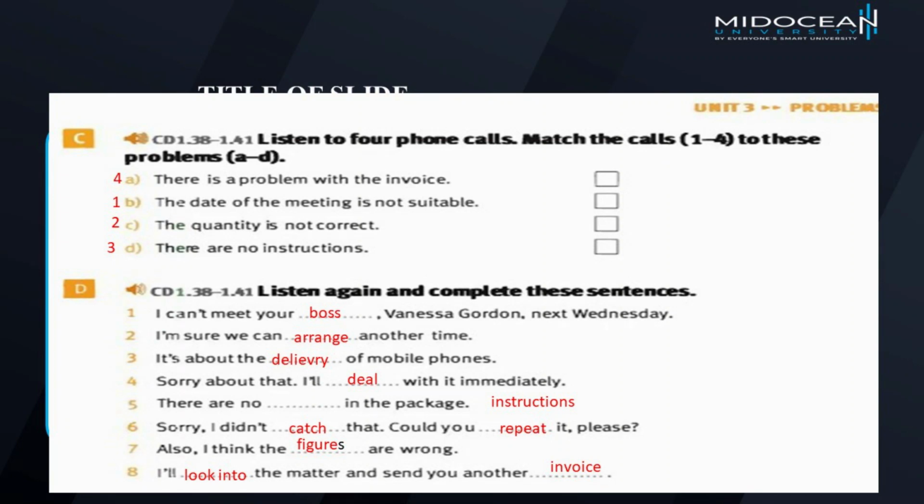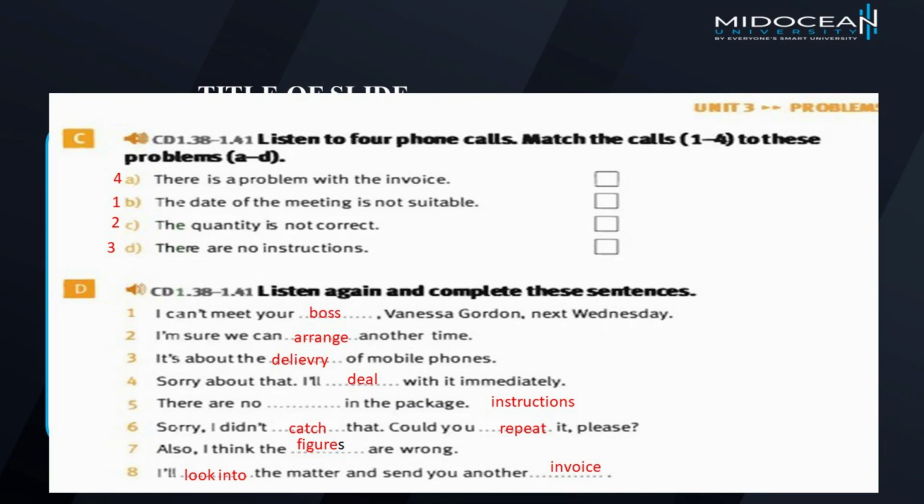Hello? David Patterson here, Hudson and Company. Can I speak to Jim Roberts, please? Speaking. There's a problem with the invoice you sent me. Oh, really? Yes, I can't read it very well. The words are not clear. Sorry about that. Also, I think the figures are wrong. I'll look into the matter and send you another invoice. Is that okay? Fine. Thanks very much.